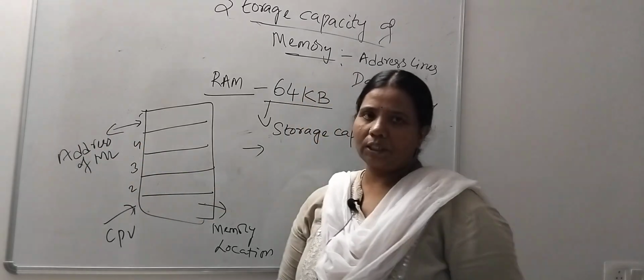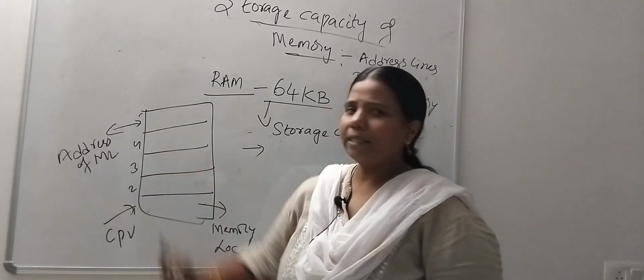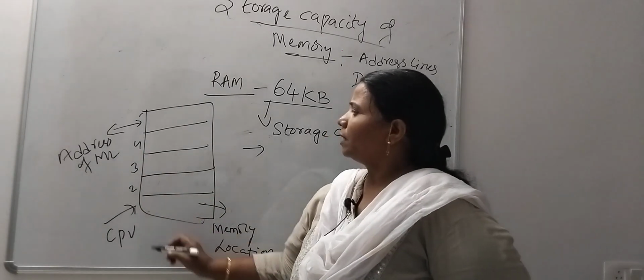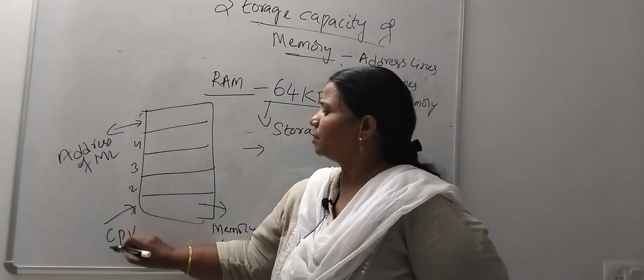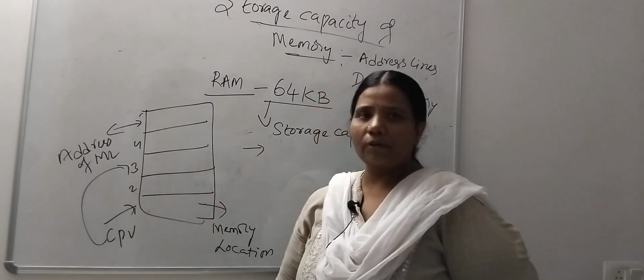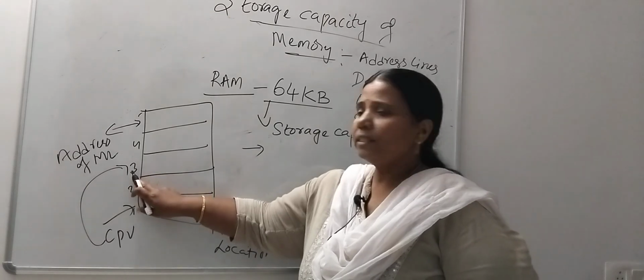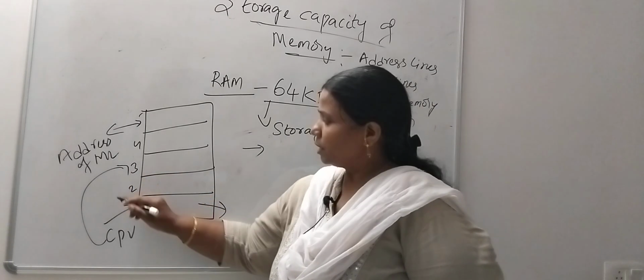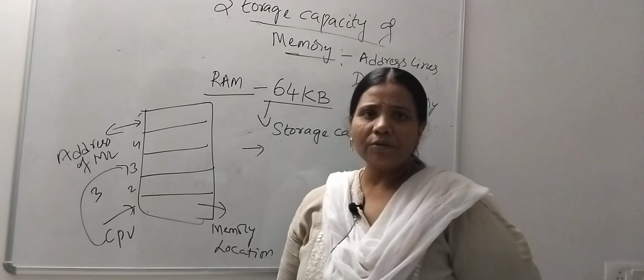Address of the memory location. Okay, memory location, I am writing as ML here. So here in this one, your CPU wants to put the data in the third location. So in the third location, what is its address value? 3. So your CPU will be sending the address value 3.